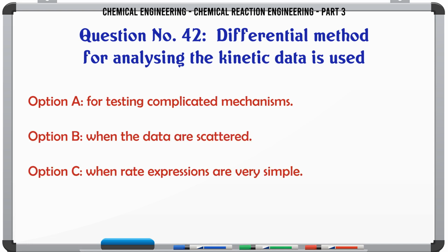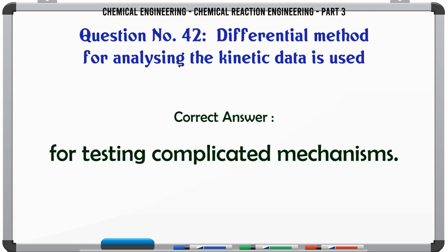Differential method for analyzing the kinetic data is used A. For testing complicated mechanisms. B. When the data are scattered. C. When rate expressions are very simple. D. None of these. The correct answer is for testing complicated mechanisms.